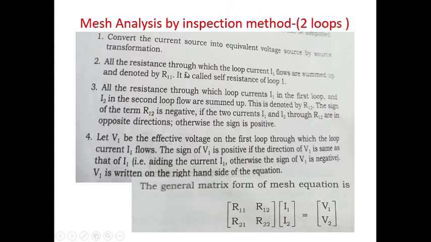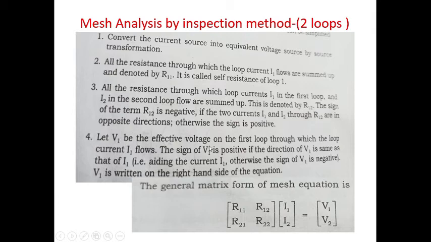So all the resistances through which loop current I1 flows are summed up and denoted by R11. Next, all the resistances through which loop current I1 in the first loop and I2 in the second loop flow are summed up. This is denoted by R12. The sign of R12 is negative if the two currents I1 and I2 through R12 are in the opposite direction. Otherwise the sign will be positive. R12 is equal to R21. So the sign will change accordingly.